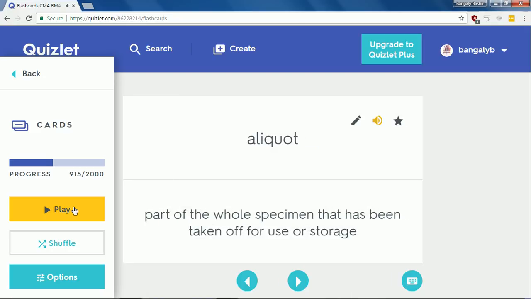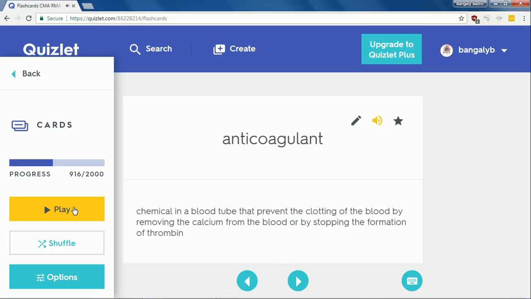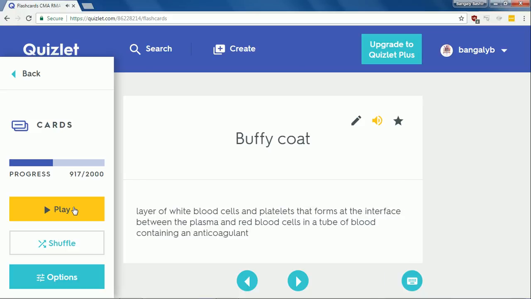Aliquot: part of the whole specimen that has been taken off for use or storage. Anticoagulant: chemical in a blood tube that prevents the clotting of the blood by removing the calcium from the blood or by stopping the formation of thrombin. Buffy coat: layer of white blood cells and platelets that forms at the interface between the plasma and red blood cells in a tube of blood containing an anticoagulant.